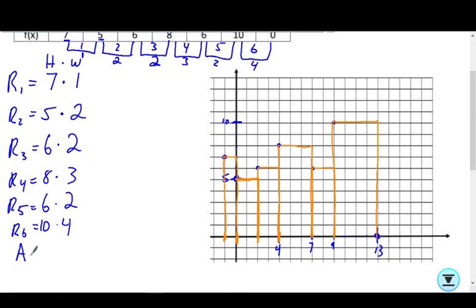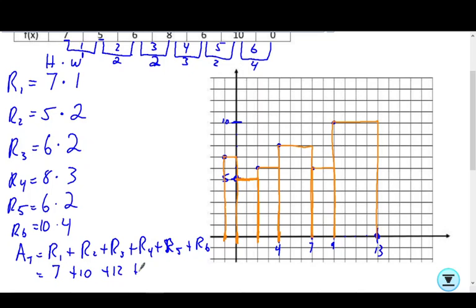So my total area is going to be rectangle 1 plus rectangle 2 plus rectangle 3, rectangle 4 plus rectangle 5 plus rectangle 6. So this is 7 plus 10 plus 12 plus 24 plus 12 plus 40, which gives us our total area of 105. And that is the approximate area. If you drew in your function, it would look something like this, and you can see that this is probably a gross overestimation. But that's how you do it.